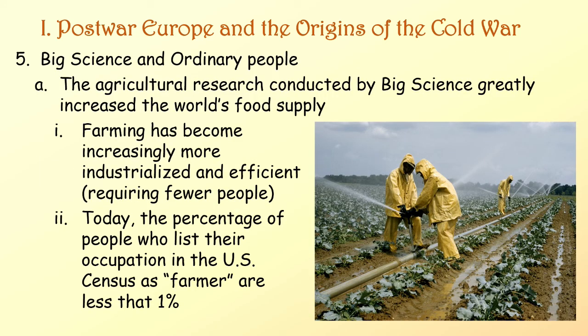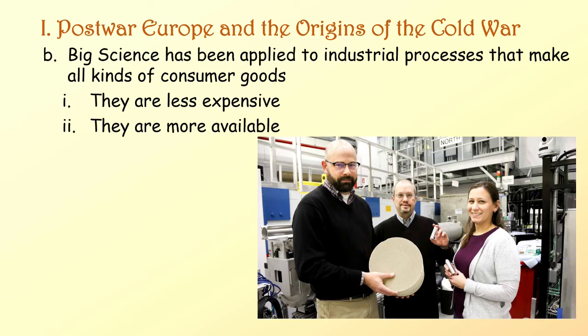Big science and ordinary people. The agricultural research conducted by big science greatly increased the world's food supply. Farming has become increasingly more industrialized and efficient, requiring fewer people. Today, the percentage of people who list their occupation in the U.S. Census as farmer are less than 1%. Big science has been applied to industrial processes that make all kinds of consumer goods. They're less expensive and they're more available.